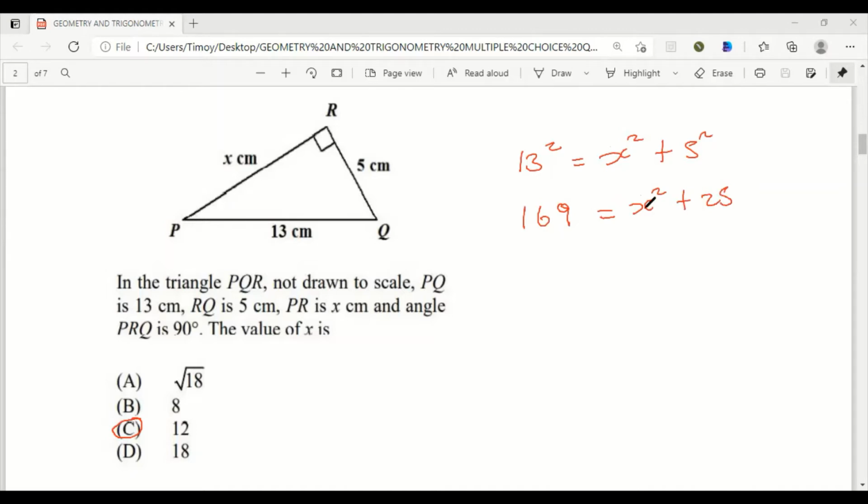From here, now you want to solve for x squared. So you can subtract 25 from both sides. So it's going to be 169 minus 25 is equal to x squared. 169 minus 25 will leave you with 144, which is equal to x squared. Remember, you want x and not x squared. So at this stage, you take the square root of this side and the square root of that side. The square will cancel the square root symbol, so you're left with x. And the square root of 144 will give you 12.